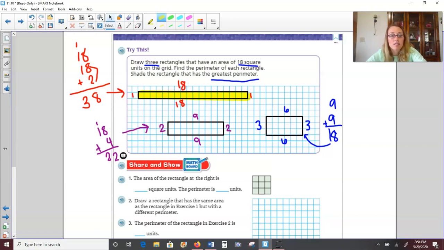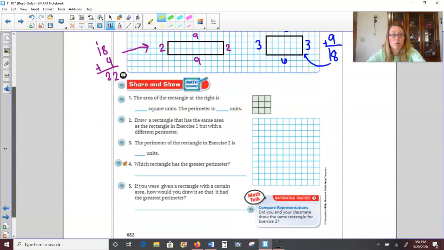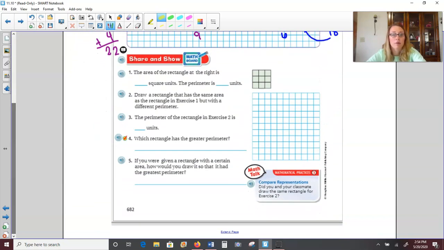So I'm noticing that the long shapes, the very long rectangles, have a very large perimeter. And then the shapes that have shorter tops and bottoms have a shorter perimeter. So let's see if that pattern continues as we explore same area, different perimeters.